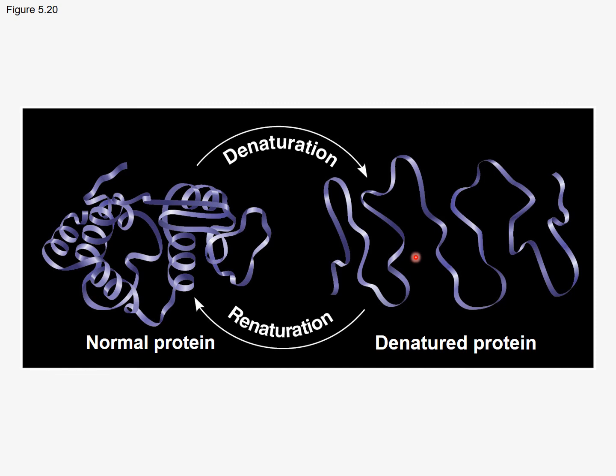Now we can take a denatured protein and renature it very slowly so that it can fold properly in its native form or functional form. So denaturation is the term for what happens to proteins where they unravel due to undesired environmental conditions.